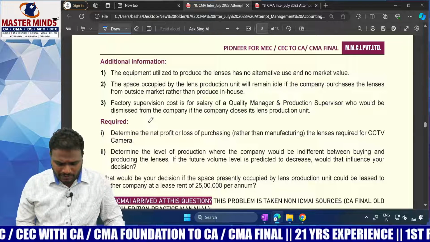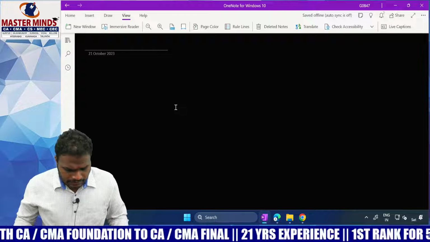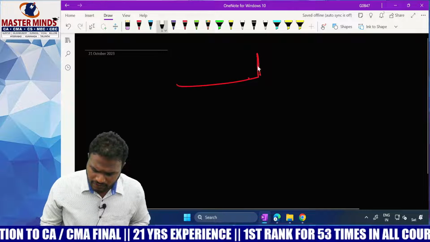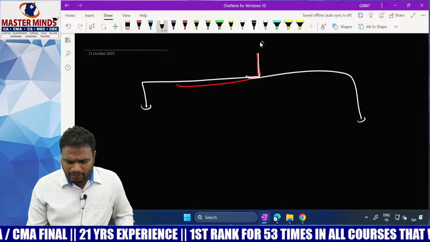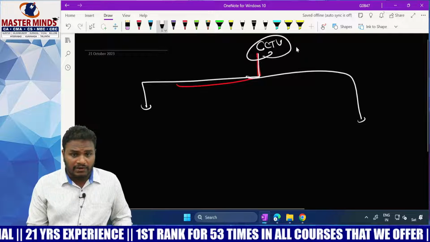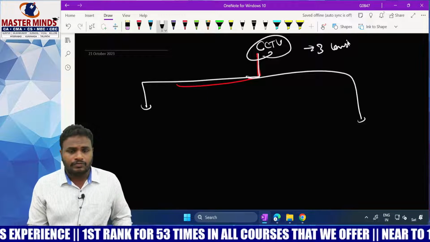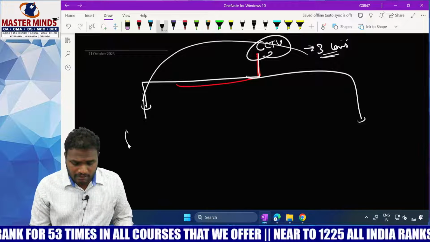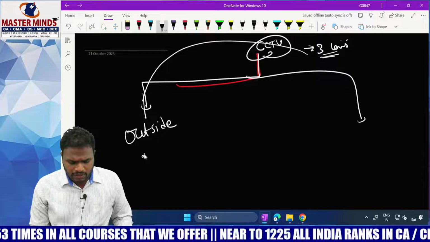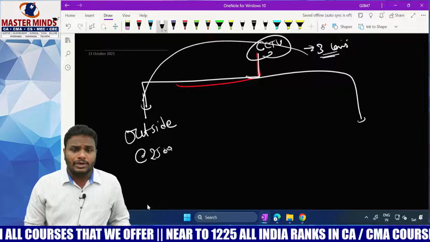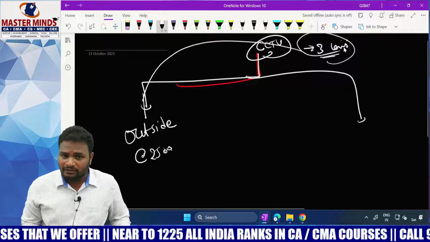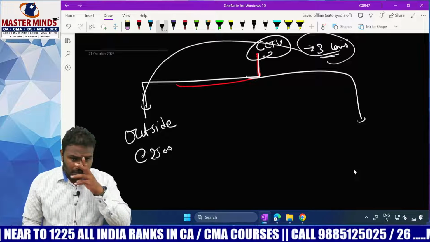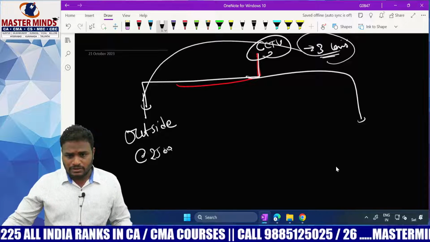Now, I will quickly summarize this question, don't worry. Here the Visual company is a manufacturer of CCTV cameras which requires three types of lenses. Currently, they are procuring these three types of lenses from an outside supplier at a rate of 2500 irrespective of the lens. Means three types of lenses are required, right? For any type of lens, we are purchasing at 2500.